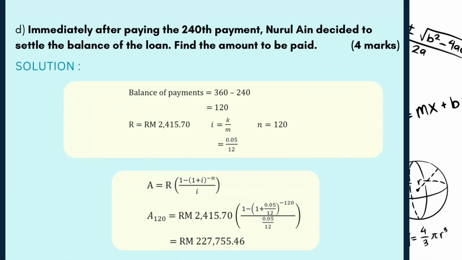The last question is D. Immediately after paying the 240th payment, Nurul Ain decides to settle the balance of the loan. Find the amount to be paid. To answer this, we need to know how much of the balance of payment is left. So 360 minus 240, we will get 120 left. N will be 120. R is Rm 2,450.70. I is 0.05 over 12. We put it all in the formula. So A equals R, open bracket, 1 minus bracket, 1 plus 0.05 over 12, bracket with power negative 120 over 0.05 over 12, and close bracket. Finally, we will get the answer Rm 227,755.46.